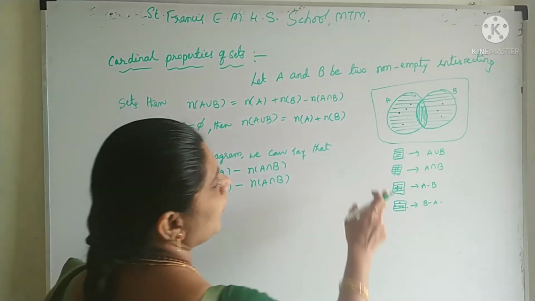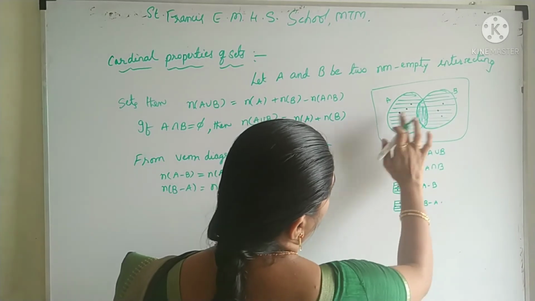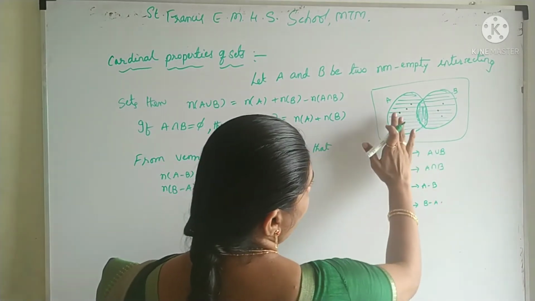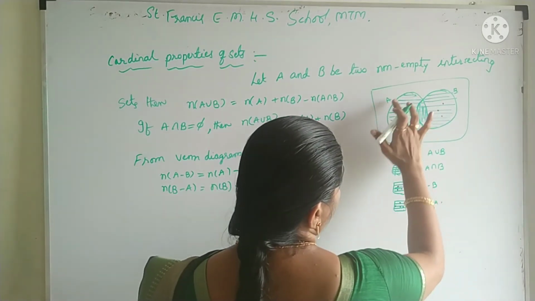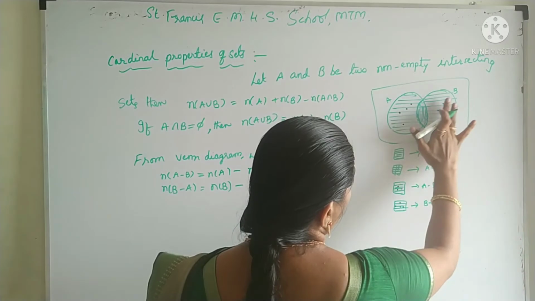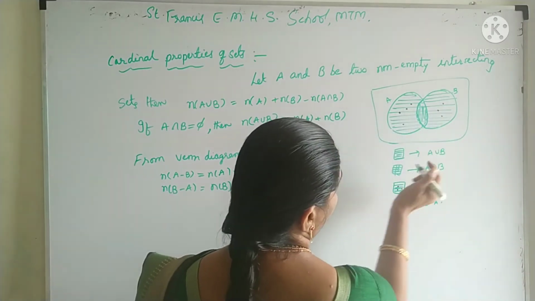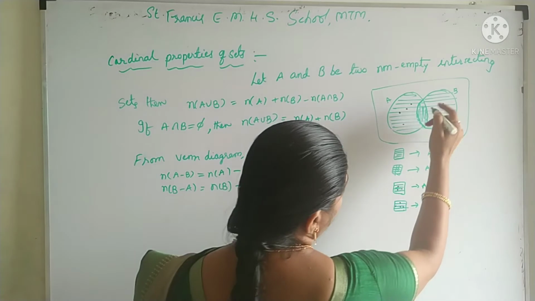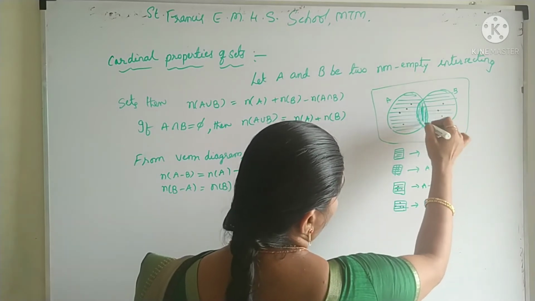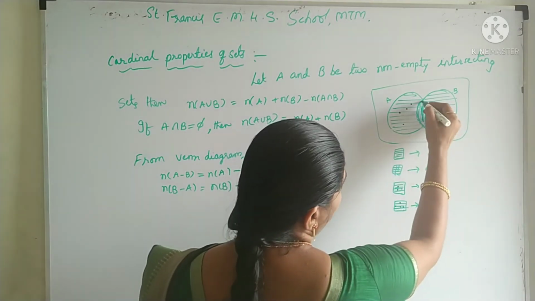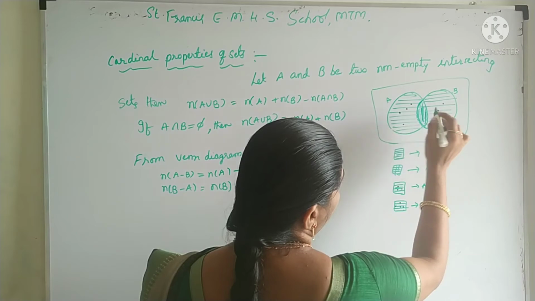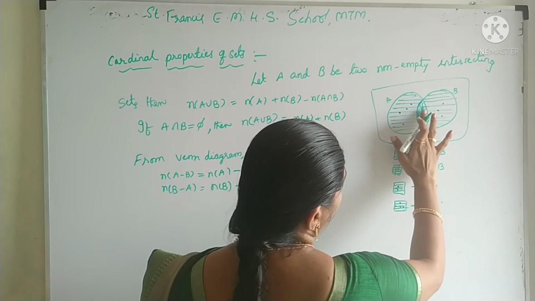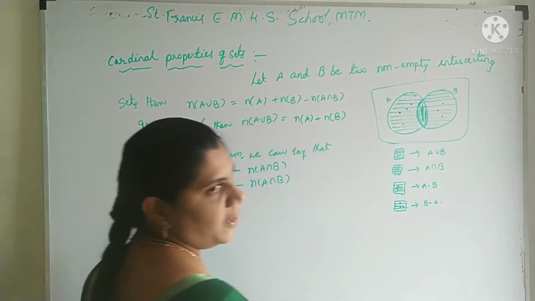Here I have shaded with lines. These lines show A union B. This is the A set, the B set, and the combination of both is A union B. With the straight lines I have shown A union B, and with the vertical lines also I have shown here that specific part, which represents A intersection B. These are the elements common to A and B.